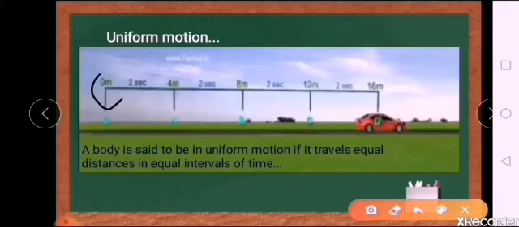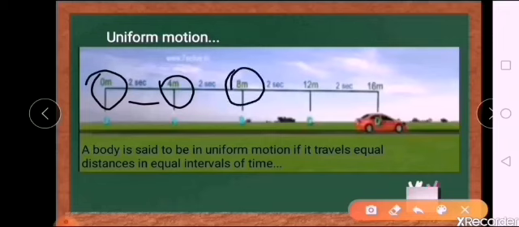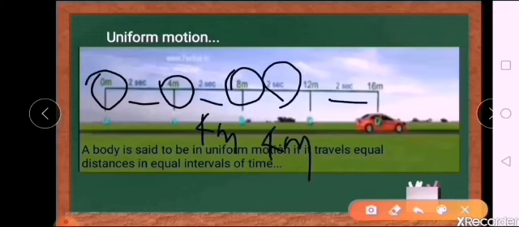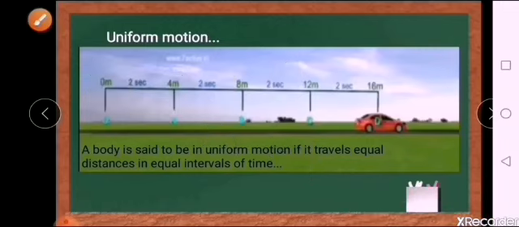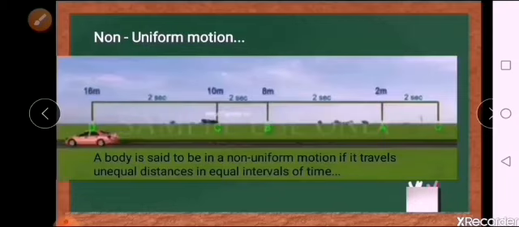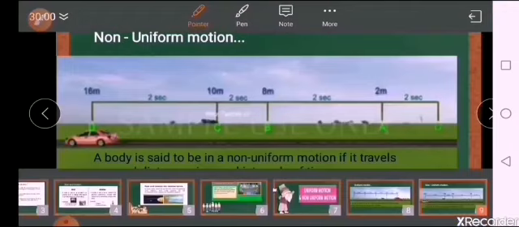Right? That is, from 0 to 4, time is 2 seconds. 4 to 8, time is 2 seconds. 8 to 12 again, 4 meter, like that from C to D also. So which means that uniform motion means a body is said to be in uniform motion if it travels equal distances in equal intervals of time. Now let's see what is non-uniform motion.